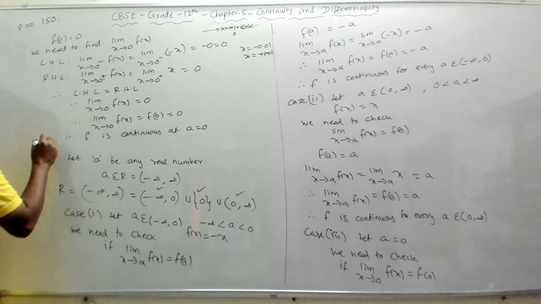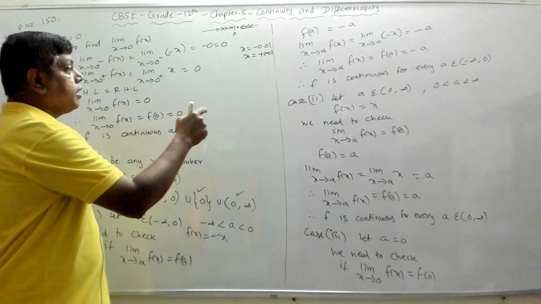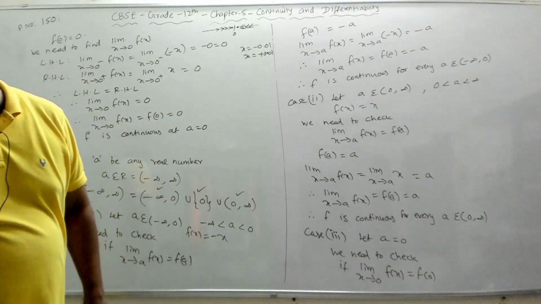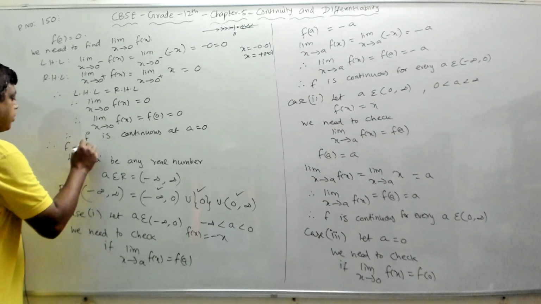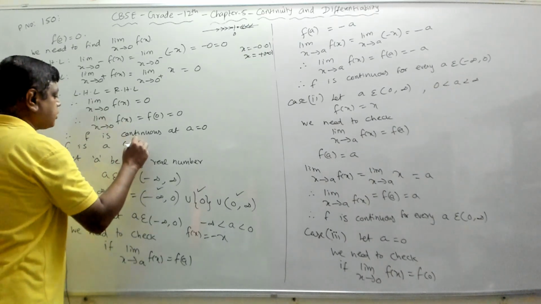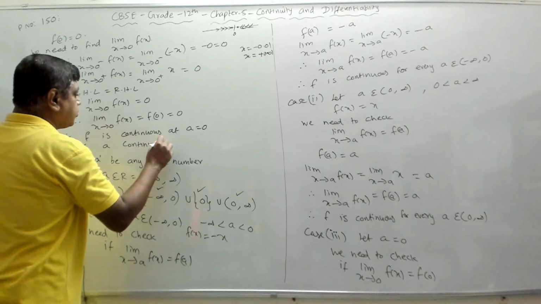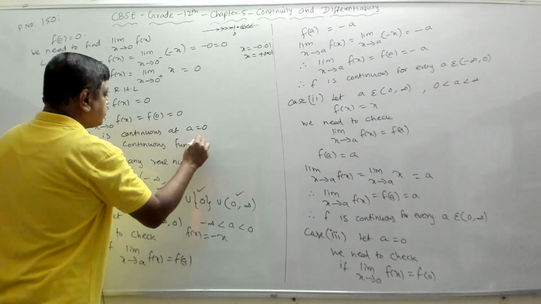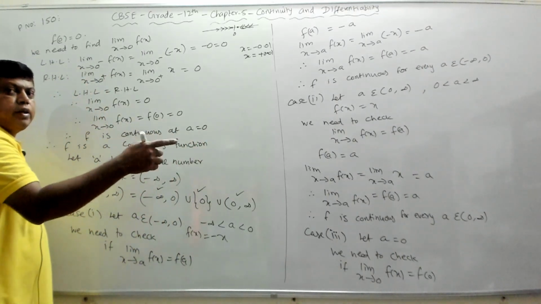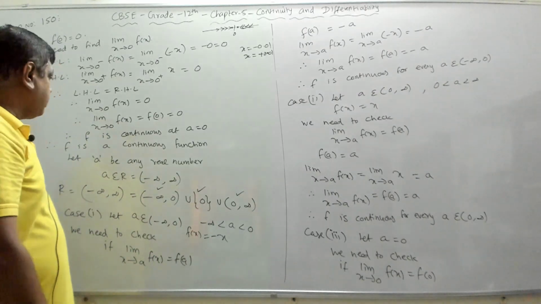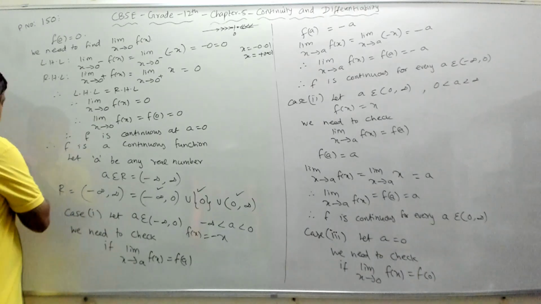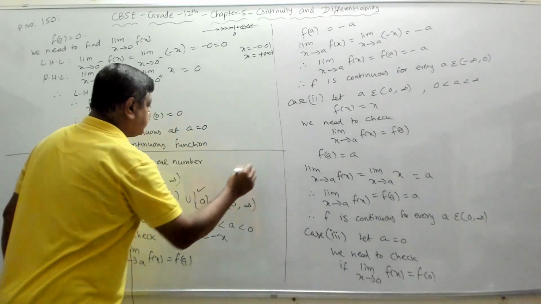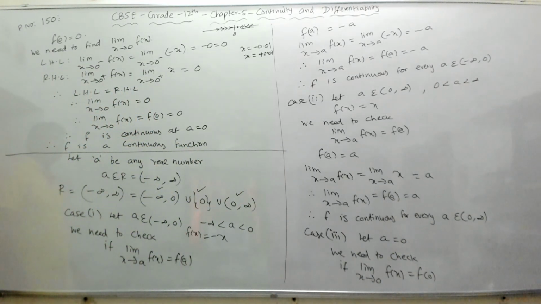So the conclusion is, the question was, is f a continuous function? Therefore f is a continuous function, because f is continuous at every real number, right? Therefore f is a continuous function. This is the end of it. Clear?